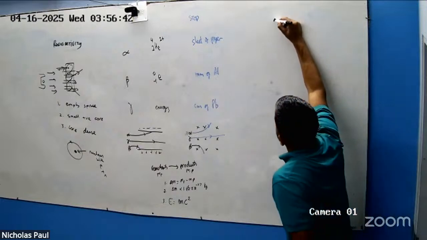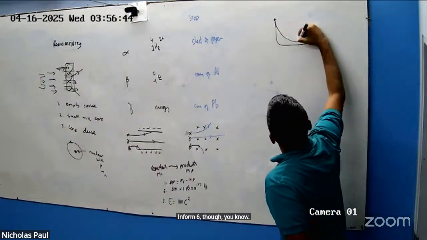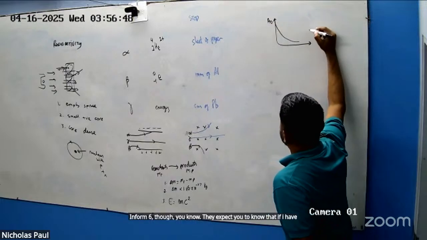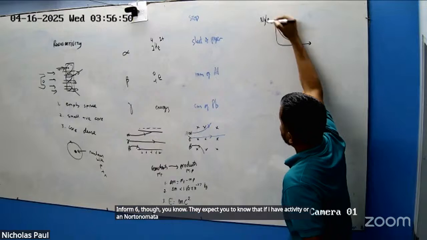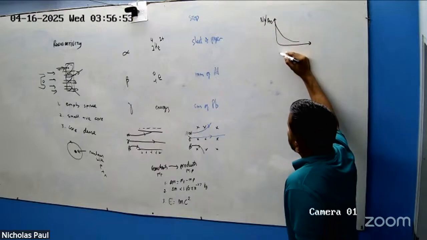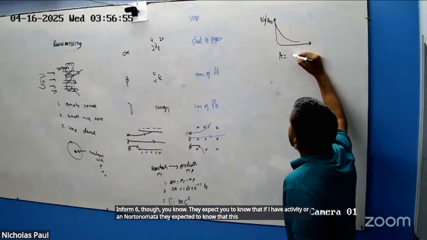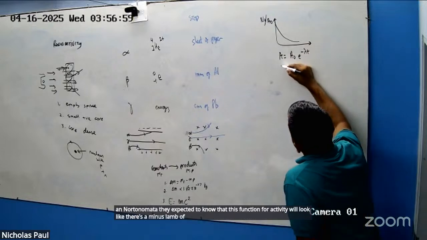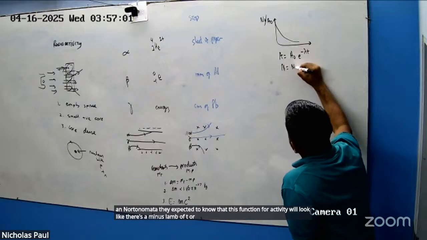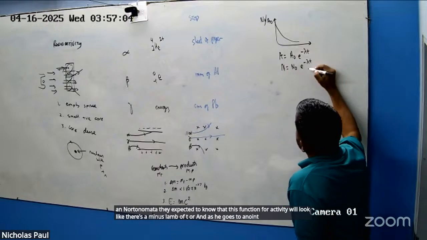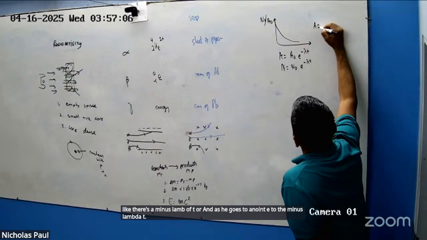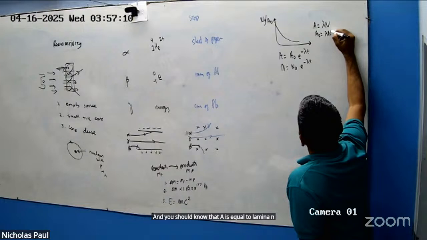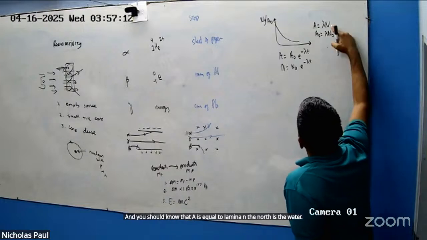In Form 6 now, Unit 2, they expect you to know that if I have activity or N naught, it doesn't matter. They expect you to know that the function for activity will look like this: A = A naught e^(-λt), or N = N naught e^(-λt). And you should know that A is equal to λN, and A naught is equal to λN naught.